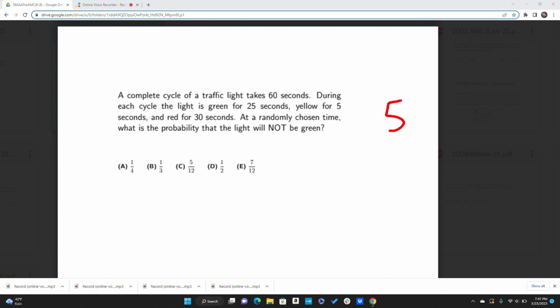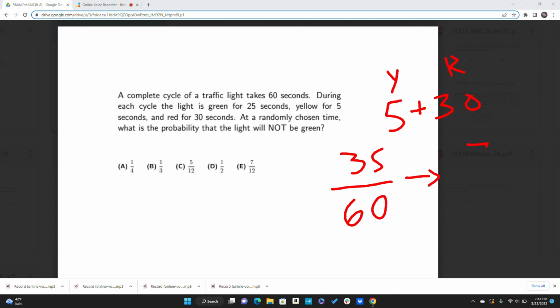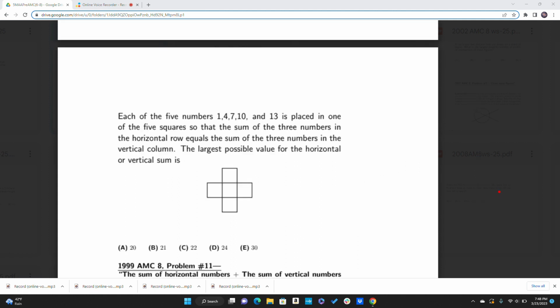It's also not green when it's red, right? That's another 30 seconds. So for 35 seconds, that's the time when it's yellow, and the time when it's red, that's when it's not green. So 35 out of any 60 seconds, that's when it's not going to be green. So it's 35 out of 60. We can simplify that, right? 35 and 60 are both divisible by 5. Divide them by 5, we get 7 over 12. That's the chance that at any given time it's not going to be green.